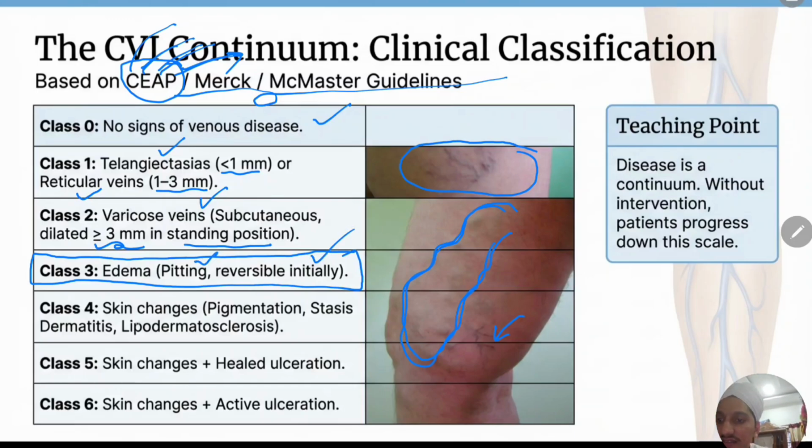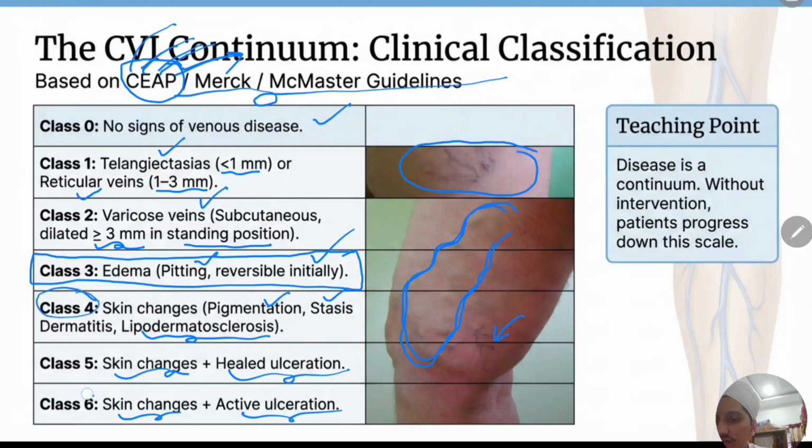Then class 4. It has C4a and C4b. C4a is pigmentation and stasis dermatitis, and C4b is lipodermatosclerosis. Class 5 is skin changes along with healed ulceration. Class 6 is skin changes with active ulceration.